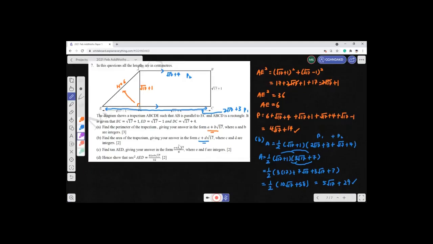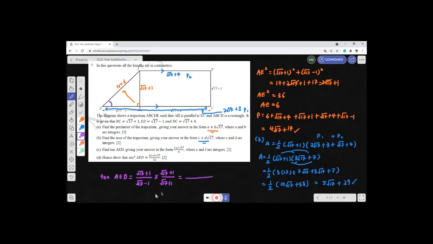For C, tan AED, meaning to say if I want to find this part, okay, tan AED. So to find tan AED, it will be opposite, √17 plus 1, over adjacent, which is √17 minus 1. So I need to rationalize to get the final answer. So rationalize by times plus 1 now, because the bottom is minus 1.